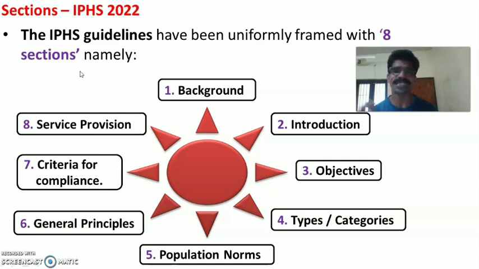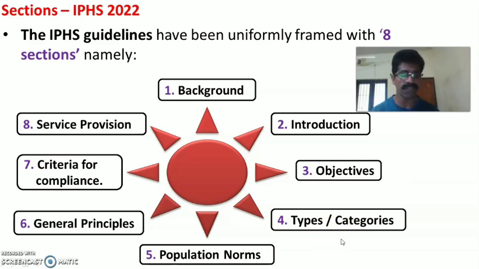Okay, those 8 sections are: first, the background of the IPHS standards; then the introduction of the topic, for example, why it is revised for the sub-center and what the reason is; then the objectives of the IPHS standards for the sub-center; then the fourth one is the types or categories of the health centers.